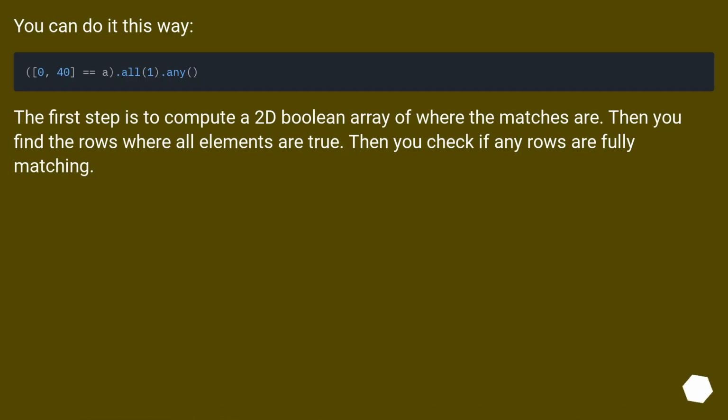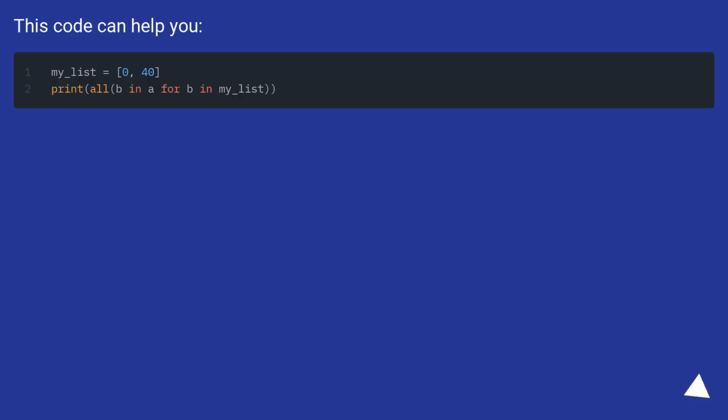You can do it this way. The first step is to compute a 2D Boolean array of where the matches are. Then you find the rows where all elements are true. Then you check if any rows are fully matching. This code can help you.